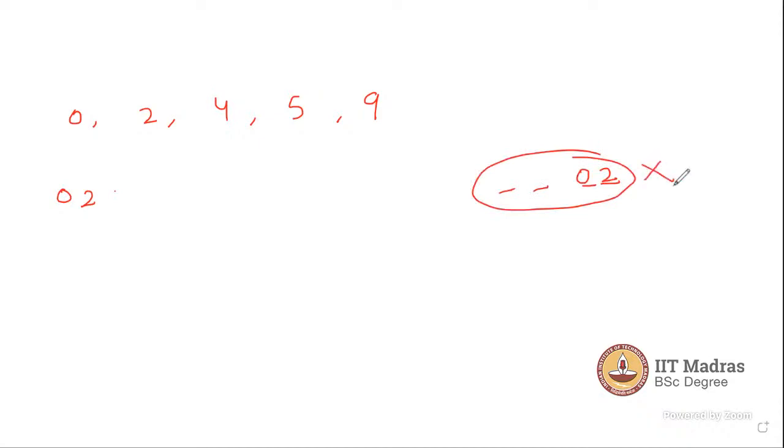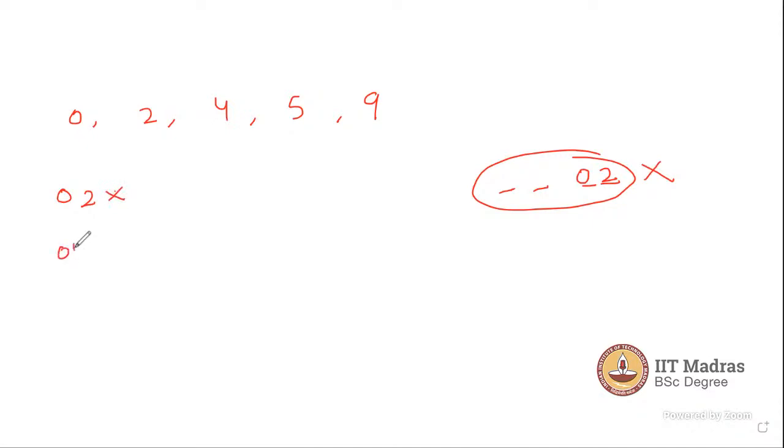Similarly, here we did for 4, right? We had 0, 2, 4, 5, and 9. Let me just write it in order, so it will be easy: 0, 2, 4, 5, and 9. First I consider 0, 2. It's not divisible by 4. So if my number ends with 0, 2, then the whole 4-digit number won't be divisible by 4, right? So I exclude this one.